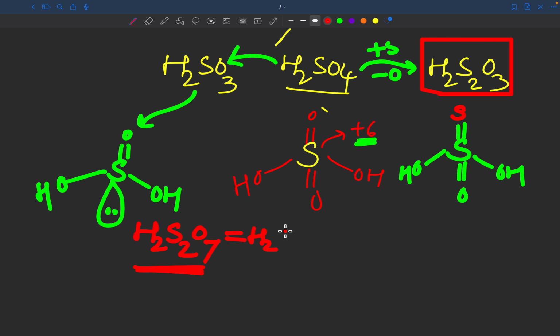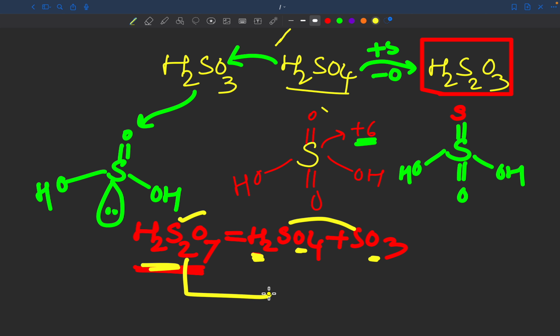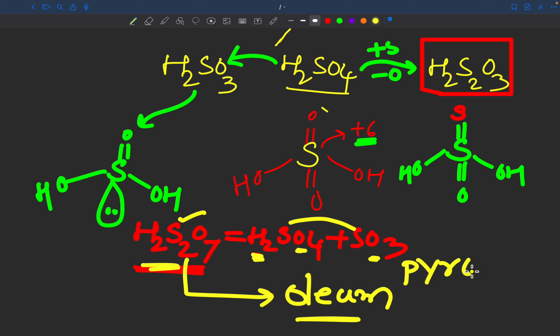H2S2O7 is equal to H2SO4 plus SO3. So add this. You got 2 hydrogens, you got 2 sulfurs. 4 plus 3 equals 7. So this is H2S2O7, which is known as oleum, also known as pyrosulfuric acid.